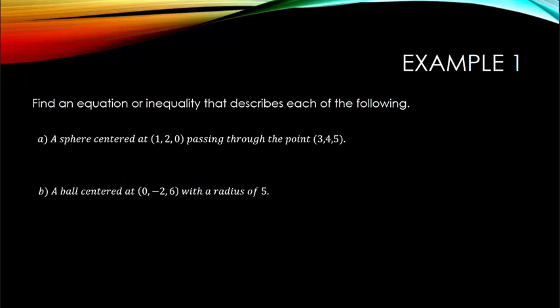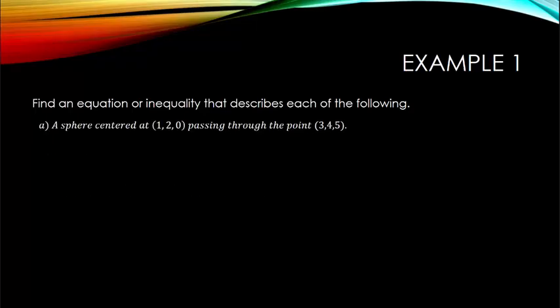So let's work an example. I want to find an equation or inequality that describes each of the following. The first is a sphere centered at the point (1, 2, 0) and passing through the point (3, 4, 5). I also want to find the equation or inequality for a ball centered at the point (0, negative 2, 6) with a radius of 5.